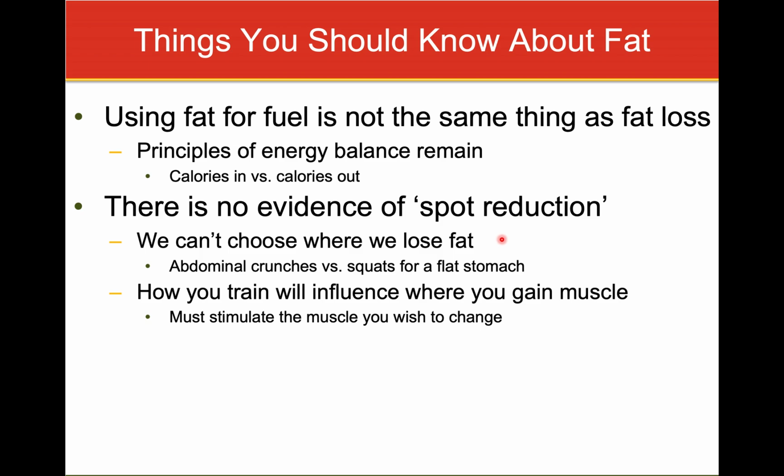The second component of this is how you train will influence where you gain muscle. So we can't choose where we lose fat, but how we train is going to influence how we gain muscle. I mentioned this earlier in the lecture, but you must stimulate the muscle you wish to change. The example I use is with biceps. If you want bigger biceps, you're going to have to do bicep curls or do something that's going to stimulate the biceps. You're not going to be getting bigger biceps by running.